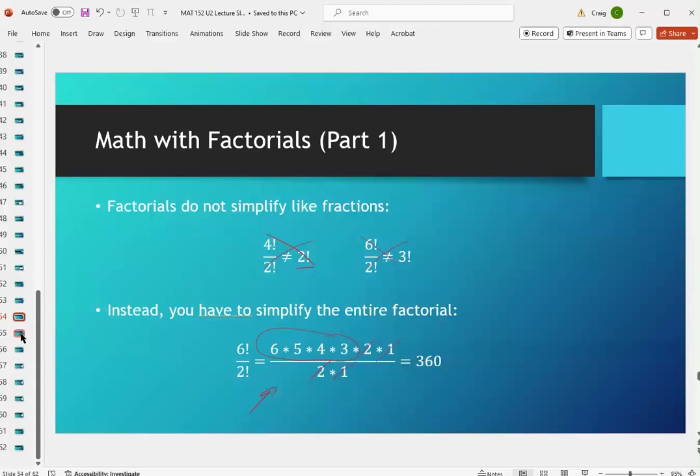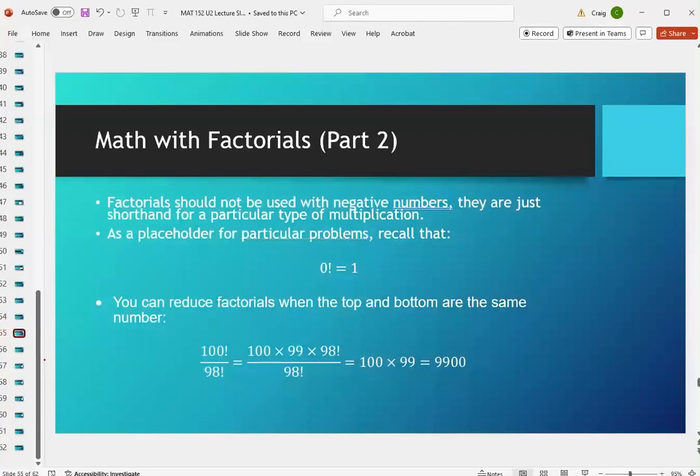Okay, so let's just look at a little bit more about factorials. You should never have anything with negative numbers and factorials. This is not really going to happen. It's just a shorthand to show multiplication for numbers in order. It's not like a mathematical operation of any kind.